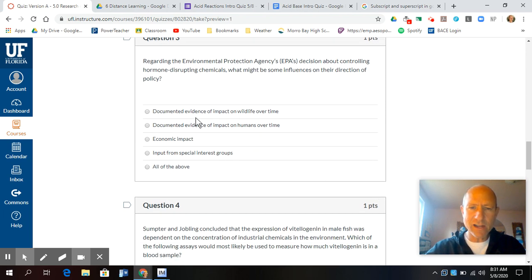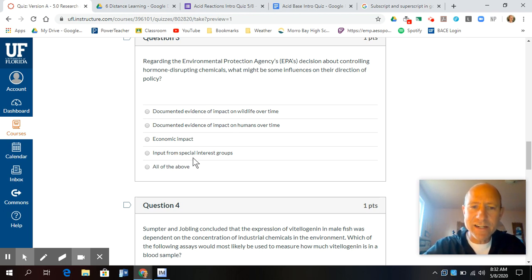Are they going to consider documented evidence of impact on wildlife over time? Yes. Are they going to consider documented evidence of impact in humans over time? Yeah, the EPA cares about both those things. Are they going to think about the effect on the economy? Yes, they are. Because if you're going to save a little fish or something and it's going to completely devastate the entire economy, then maybe they're just going to let the fish die, because they do consider that also.